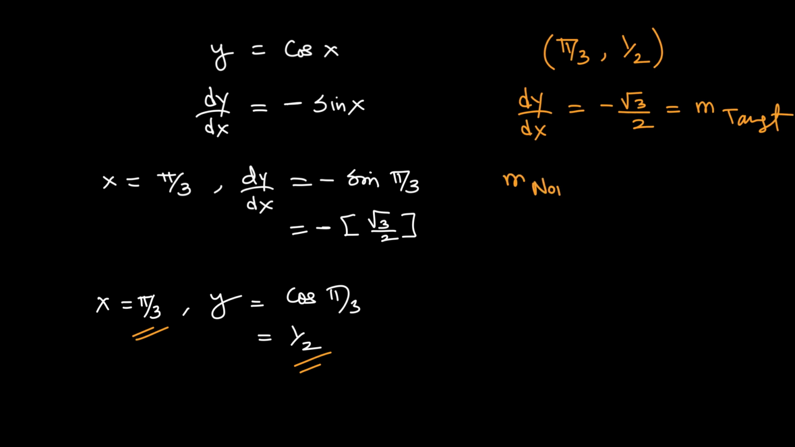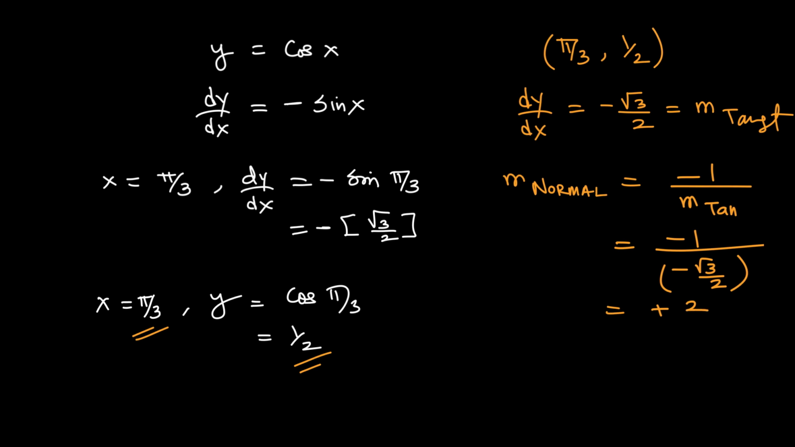Therefore, gradient of normal will be the negative reciprocal of gradient of tangent, which is negative 1 divided by negative root 3 over 2, which comes out to be positive 2 over root 3, which we can further rationalize, 2 over root 3 multiplying by root 3 dividing by root 3. That comes out to be 2 root 3 over 3.